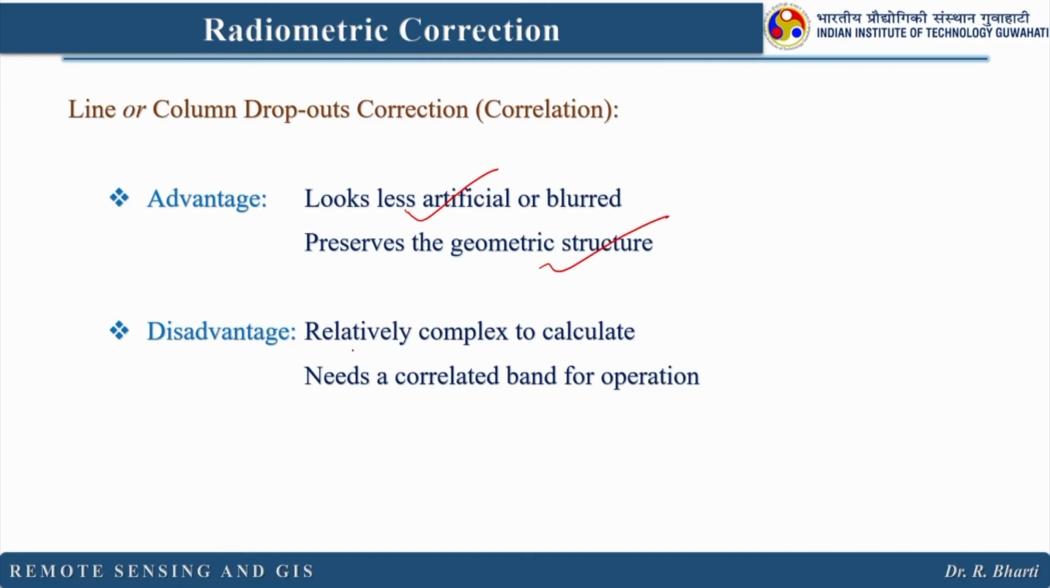The disadvantage is that it is relatively complex to calculate and needs correlated bands for operation. I have told you that I will use the highly correlated band to extract those values and replace the 0 value which is there in the line or column dropouts. But if you don't have that particular correlated band in your sensor, then you will have some problem and you have to go for averaging, or maybe replacing with the previous and next lines. Now next is partial line or column dropout.